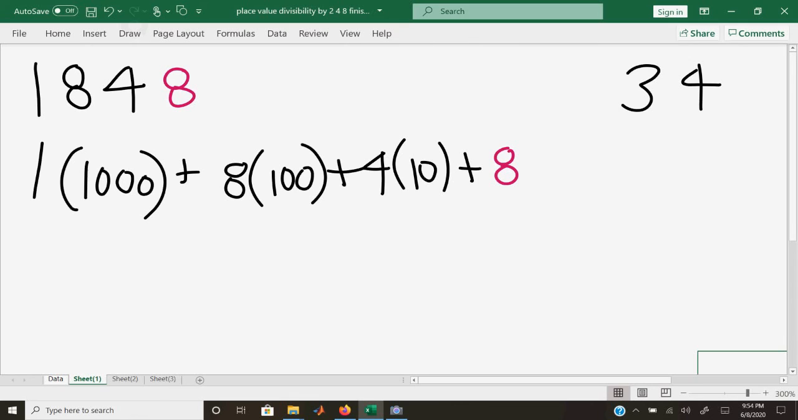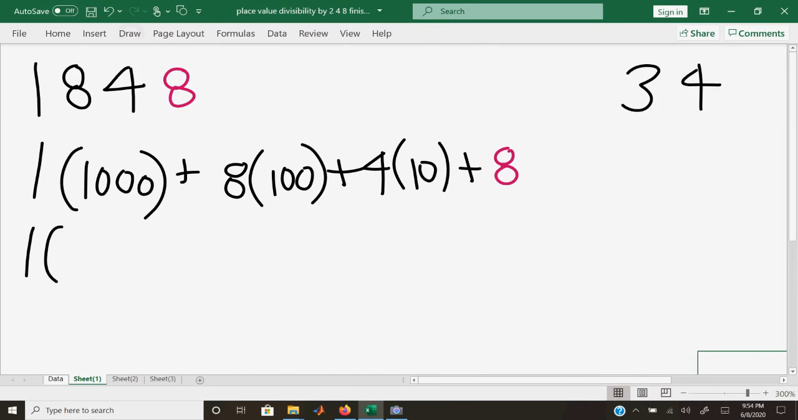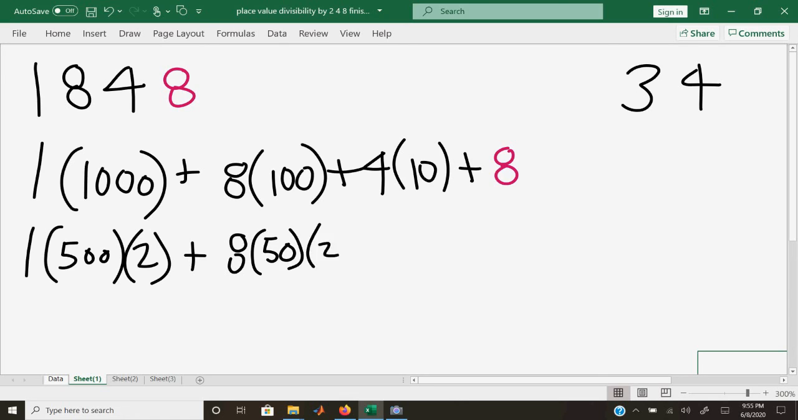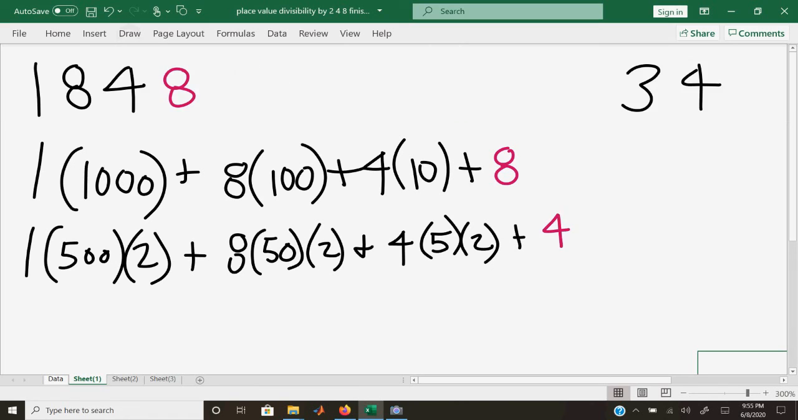And to further clarify, if I'm trying to divide this by 2, I'm going to change the 1000 to 500 times 2. So that's making it obvious that that is divisible by 2 because it can be broken up into a number times 2. Then I'm going to say 8 times 50 times 2 plus 4 times 5 times 2. And I'll call my 8 4 times 2.